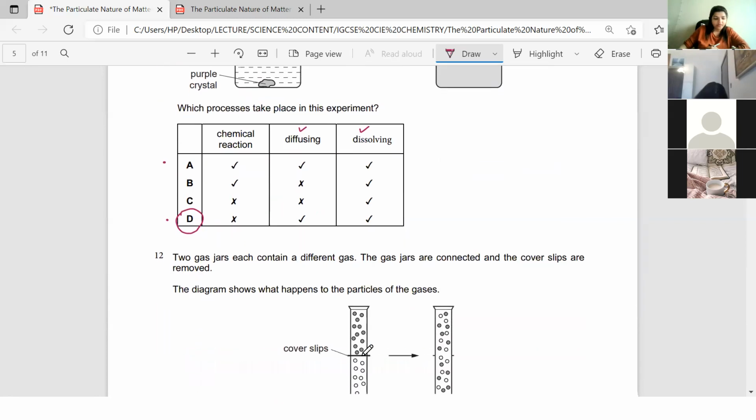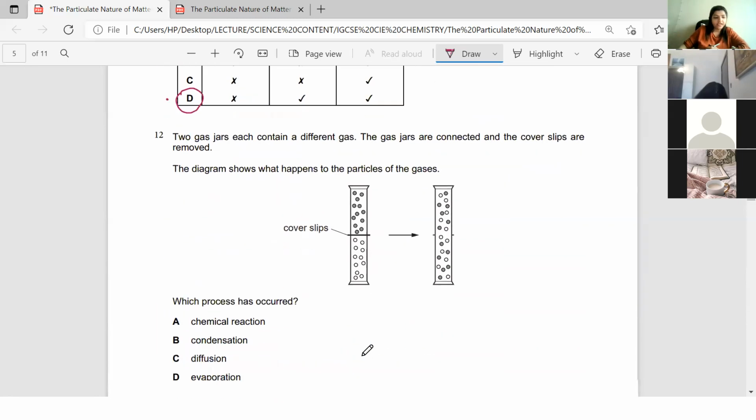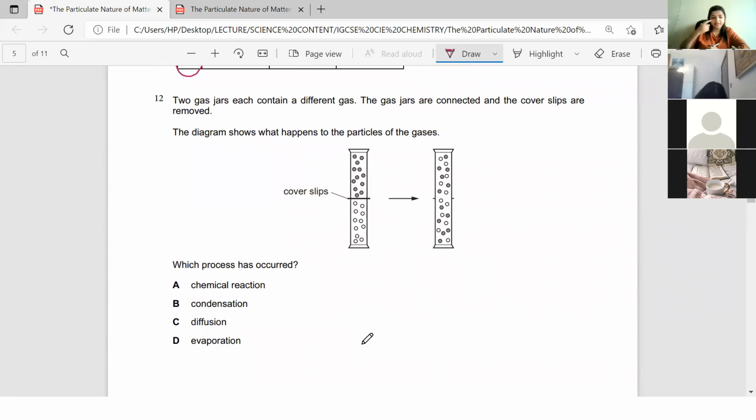Okay, and the next one, Samuel. Two gas jars, each contain a different gas. The gas jars are connected and cover slips are removed. The diagram shows what happens to the particles of gas. What process has occurred? Diffusion. Yes, very good. It's diffusion. Intermixing of particles from a region of high concentration to low concentration is diffusion. Okay, going back to Adrian.